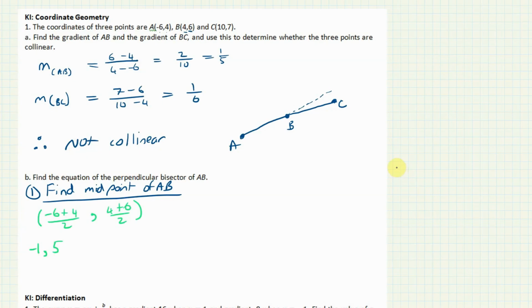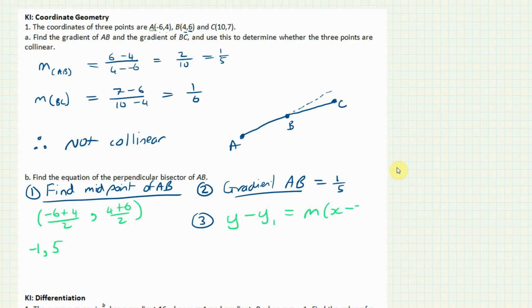Now, the second step is to find the gradient of AB. Now we've already found that from the previous question, equals 1/5, I think. And now we work it out. So we use y minus y1 equals m into x minus x1.